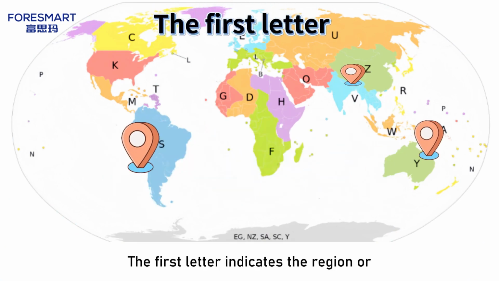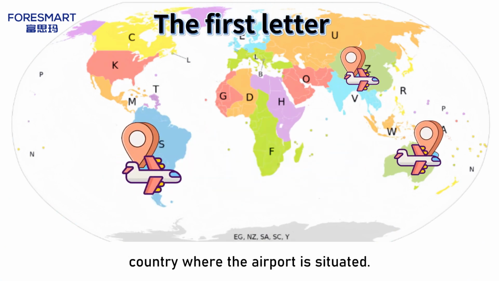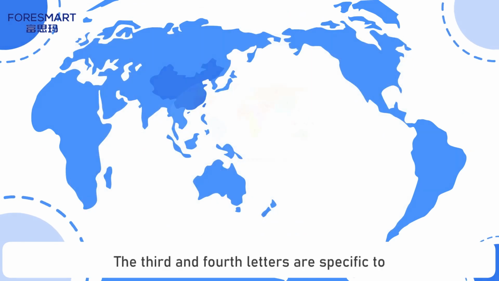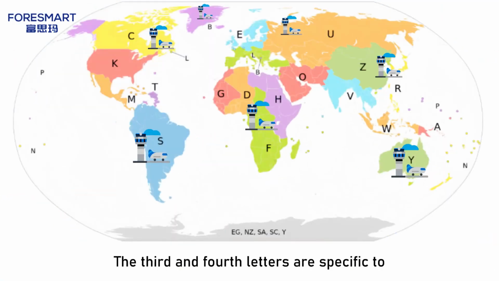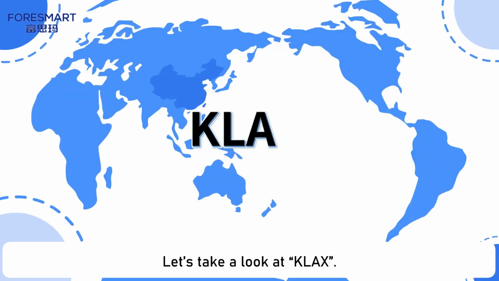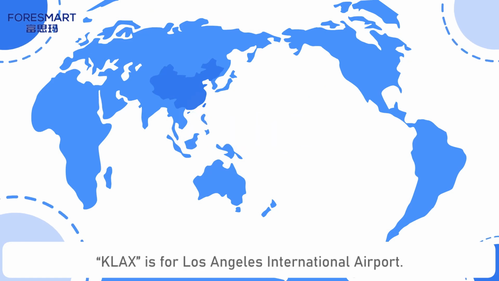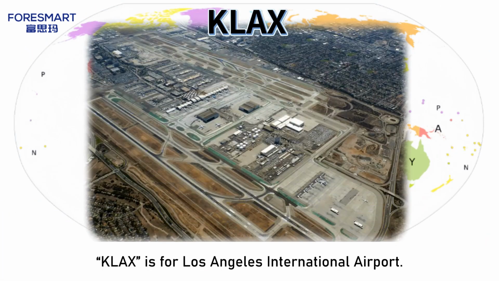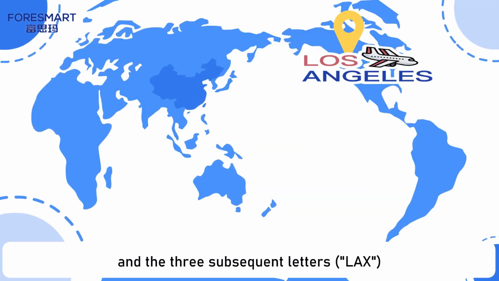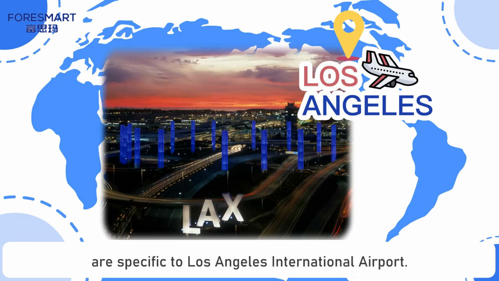The first letter indicates the region or country where the airport is situated. The second letter is based on the country name. The third and fourth letters are specific to the individual airport and assigned alphabetically. Let's take a look at KLAX. KLAX is for Los Angeles International Airport. The K denotes that the airport is located in the United States, and the three subsequent letters, LAX, are specific to Los Angeles International Airport.